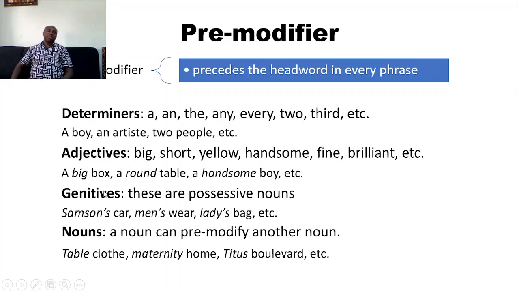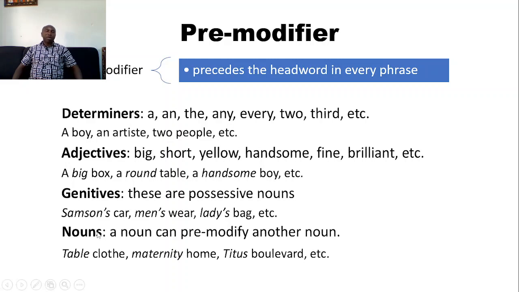Next one is genitives. Genitives are possessive nouns, and these possessive nouns can also premodify the noun in a noun phrase. Here we have Samson's car. Samson's stands as a premodifier to the noun car by showing the ownership of the car. Men's wear. Men's also premodifies the noun wear to show what particular kind of wear is in question. Ladies' bag. Ladies' also shows the attribute of the gender that the bag belongs to.